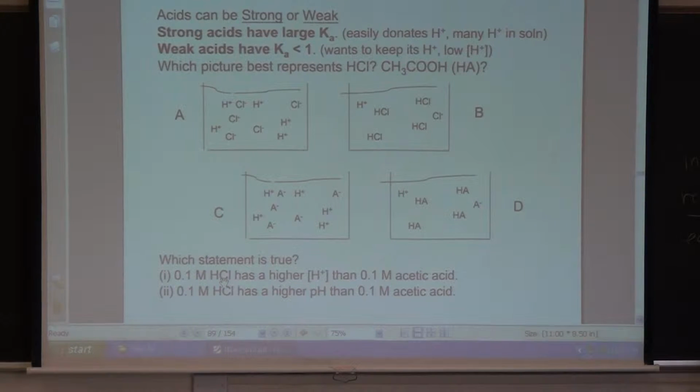Which statement is true? 0.1 molar HCl has a higher H plus concentration than 0.1 molar acetic acid, or 0.1 molar HCl has a higher pH than 0.1 molar acetic acid? So which one is true? So who says statement 1 is true? Okay, so you guys know that already.